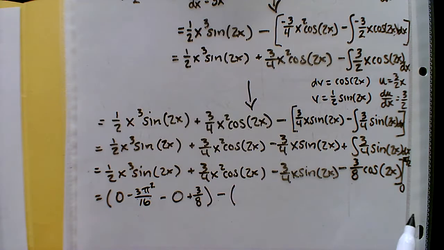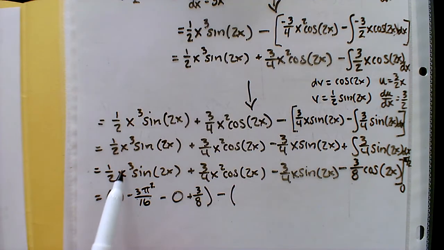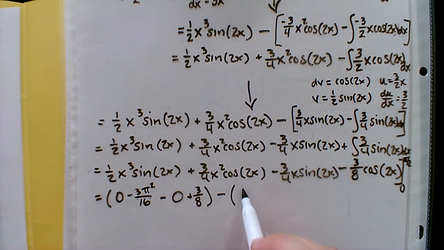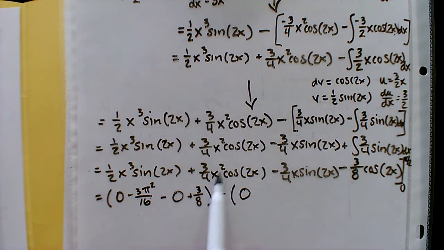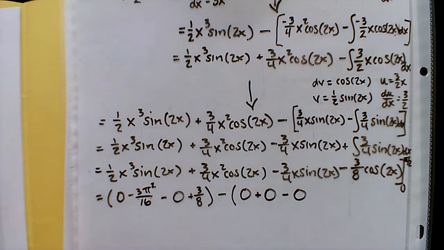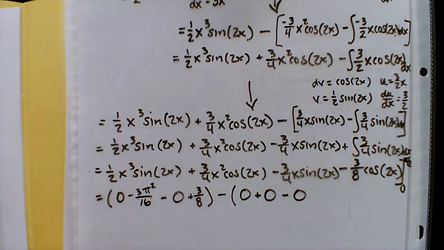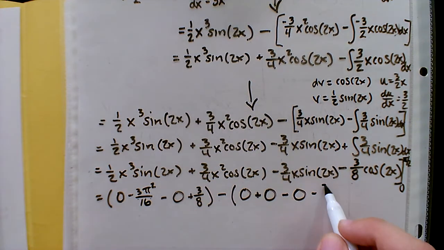This one's going to be nice. If we plug in 0 for the x's, x cubed is still 0, so that whole term would go away. X squared is still 0, so that whole term's going to go away. X to the first is still 0, so that whole term's gone. And last but not least, cosine of 0 is 1, so we'd be left with the -3/8.